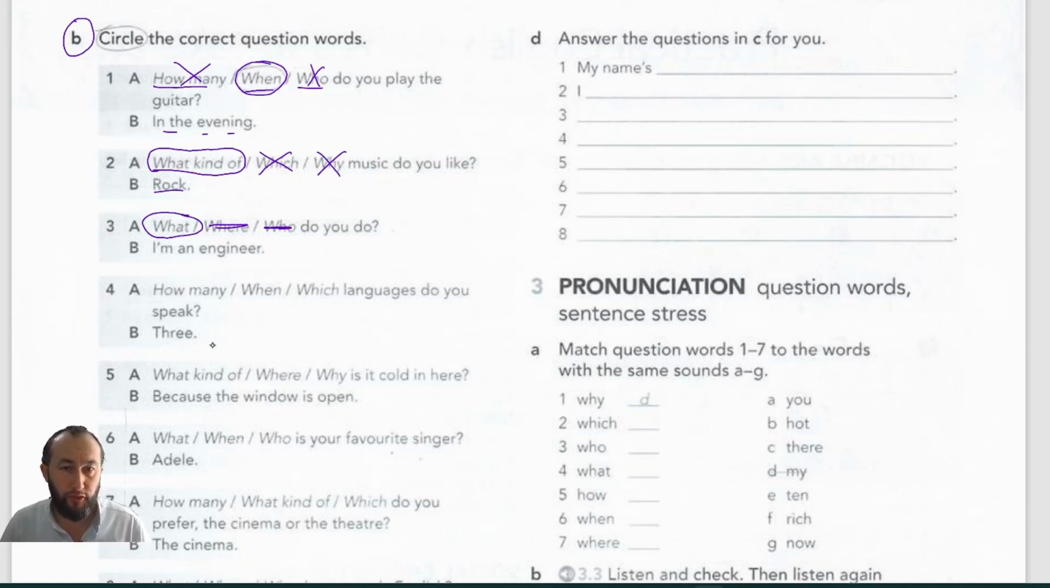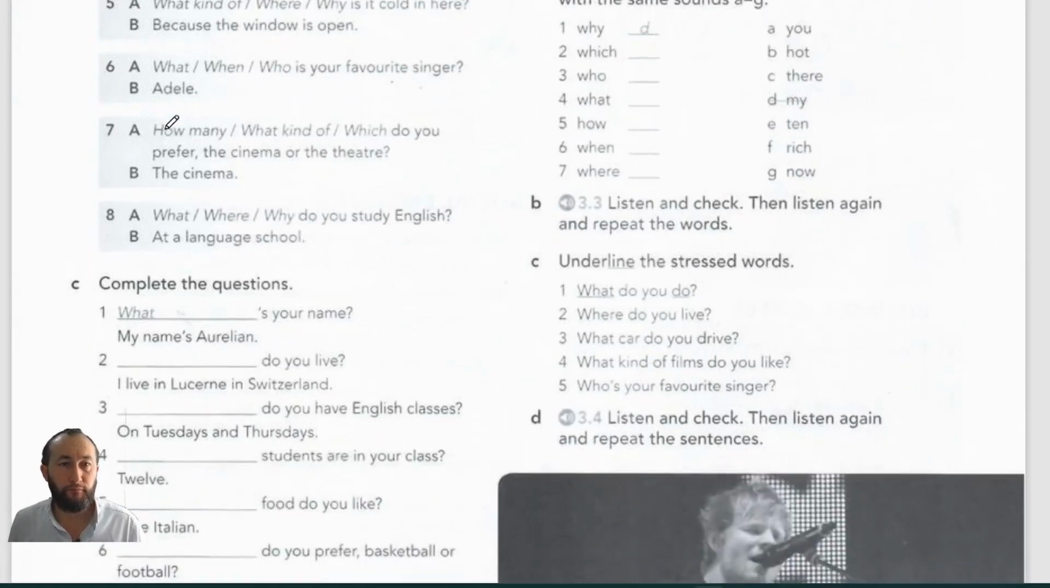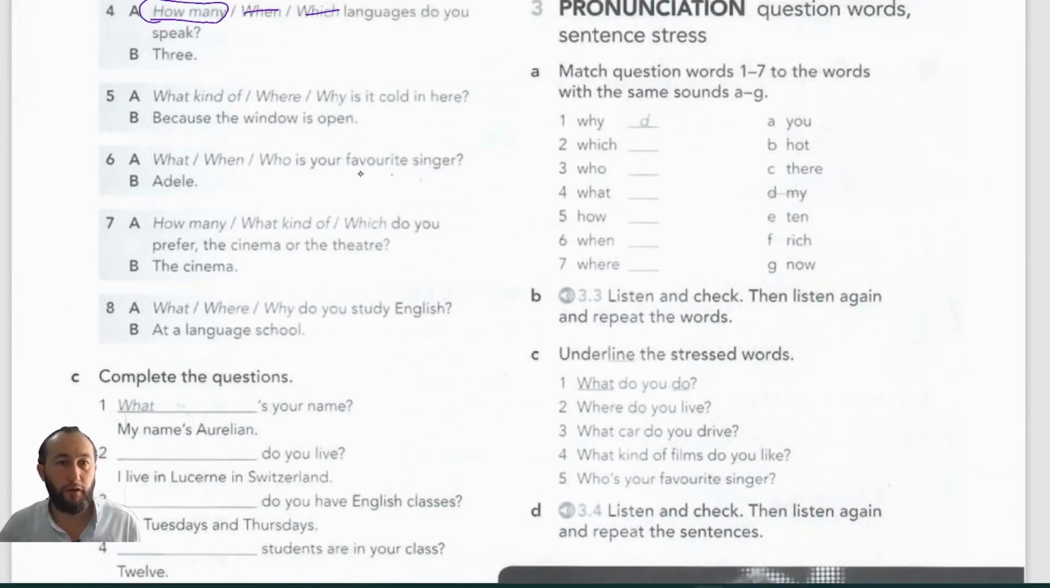Number 4, how many languages do you speak? So we're talking about how many, right? How many languages? We don't say when, we don't say which, guys. Number 5, because. Because it's a reason, guys. Because it's a reason, so we're going to go for why. Why is it cold in here? Because the window is open. So we don't say where, we don't say what kind.